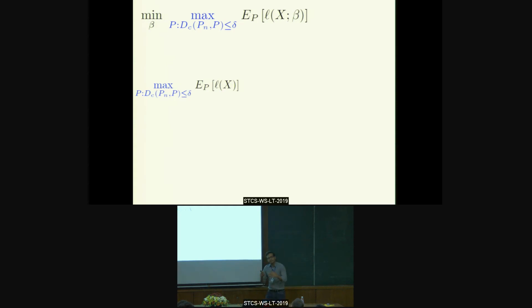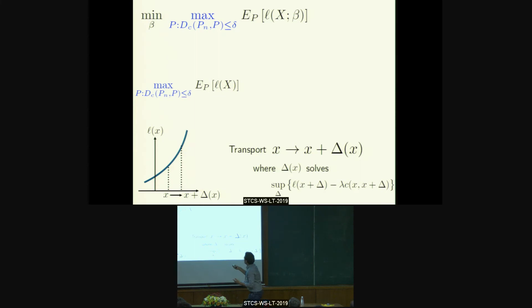As I explained this topic, I explained everything in terms of optimal mass transportation. So at the end of the day, the probability distribution that attains this maximum will be such that each point x in your original distribution would have been transported to x plus delta x, where delta x solves this very local optimization problem. This is the structure of the adversarial measure, which maximizes this inner supremum.